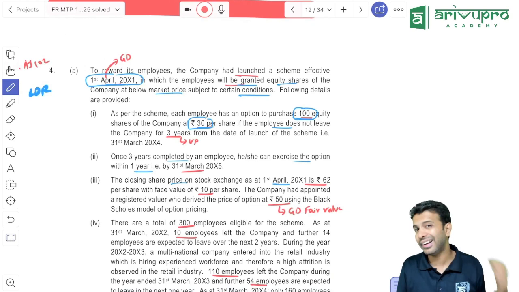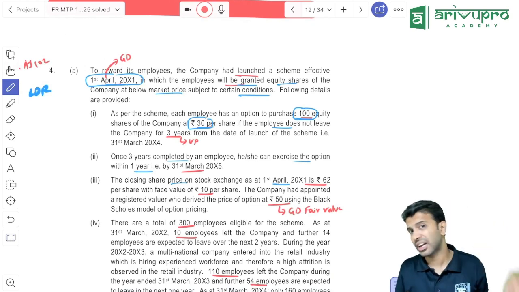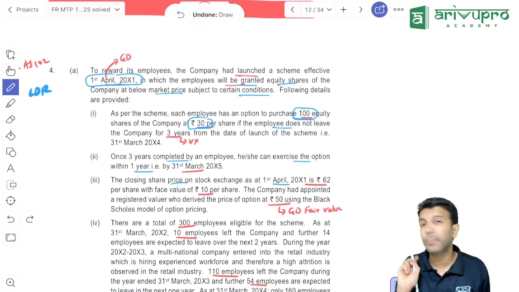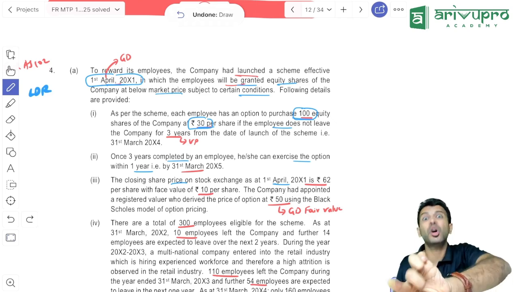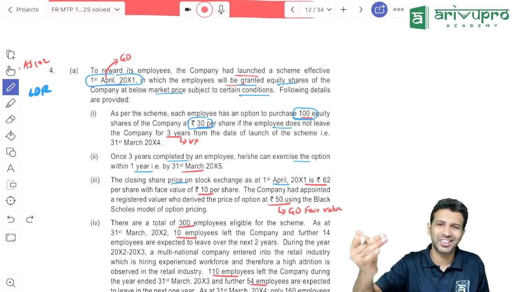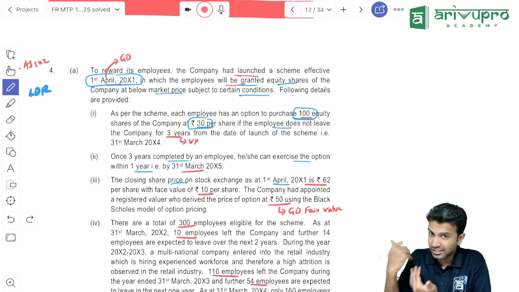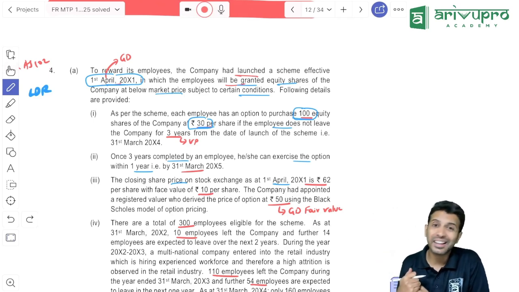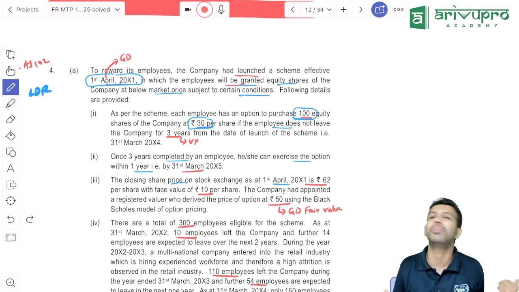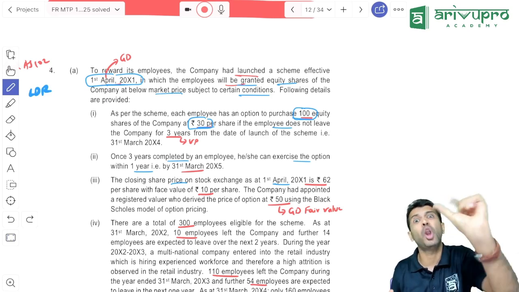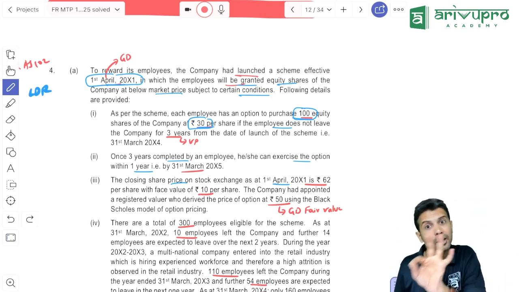The closing price of the share on the stock exchange on 1st April, which is your grant date, is 62. But we don't want the price of the share. We want the fair value of the option. Fair value of the option means loss, right? These shares will not be issued to employees at market price. They will be issued below the market price, so the company will suffer a loss. That only we call the fair value of the option.